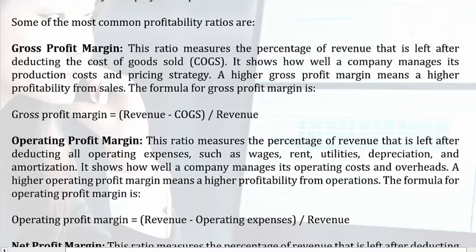Operating profit margin. This ratio measures the percentage of revenue that is left after deducting all operating expenses, such as wages, rent, utilities, depreciation, and amortization. It shows how well a company manages its operating costs and overheads. A higher operating profit margin means a higher profitability from operations. The formula for operating profit margin is: operating profit margin equals (revenue minus operating expenses) divided by revenue.